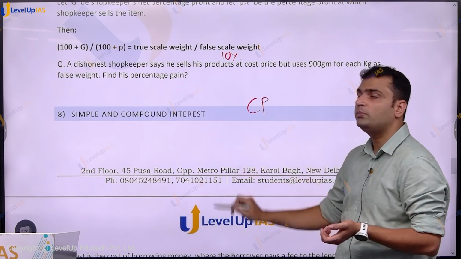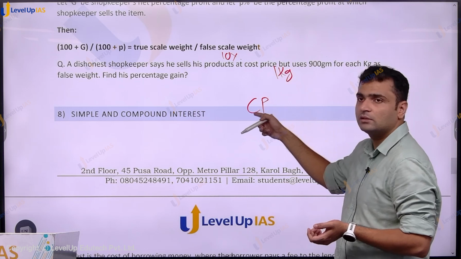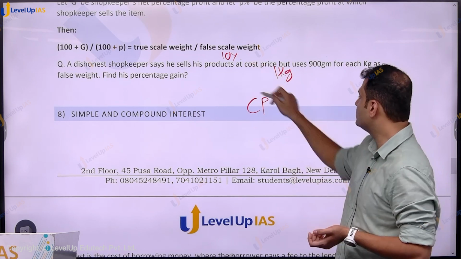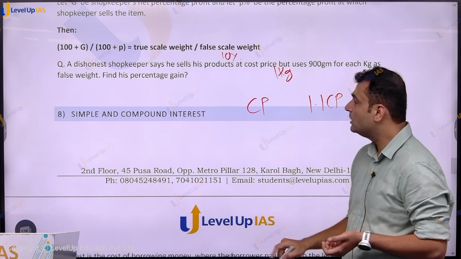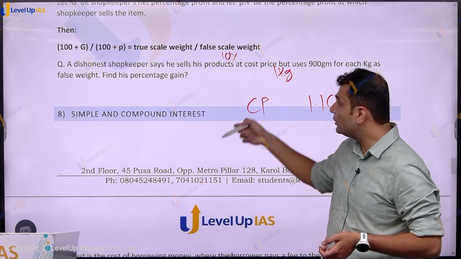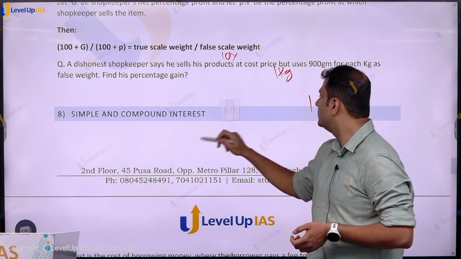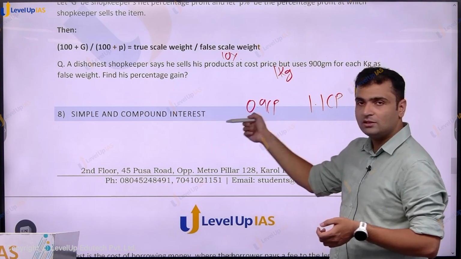Let us assume CP as CP. He's selling 1 kg. Let us say the cost price is CP. He's making 10% profit. So this is the selling price or the SP. But actually his actual cost price is not CP, because he's not selling 1 kg. He's only selling 900 grams. So it is 0.9 CP. So this is his selling price. This is his cost price.